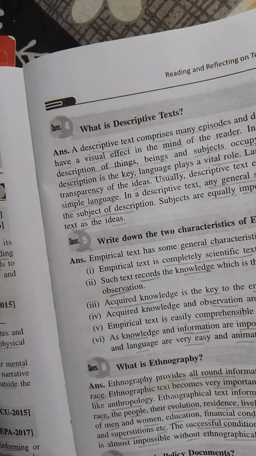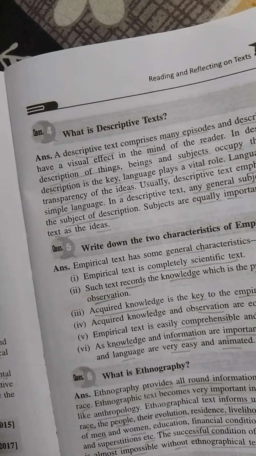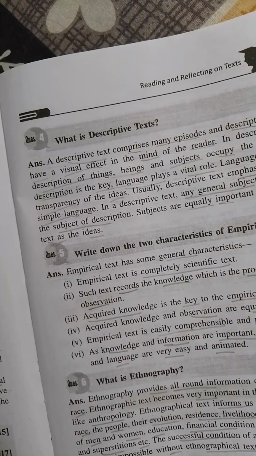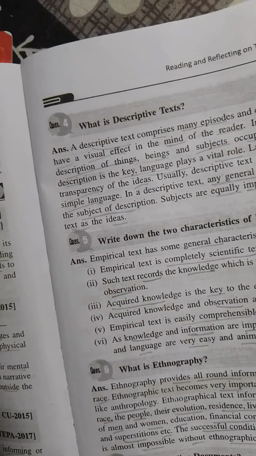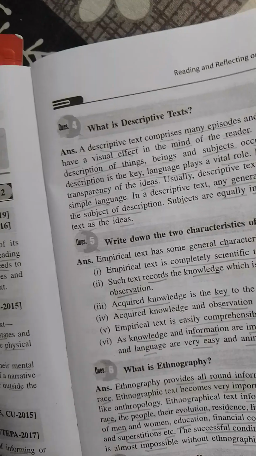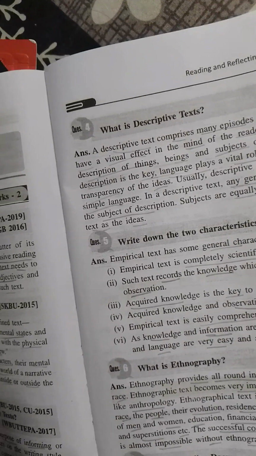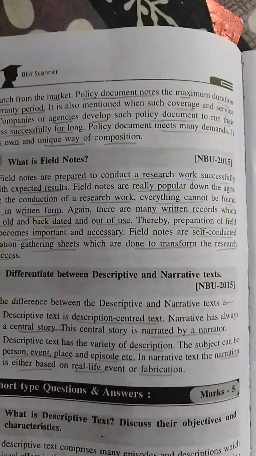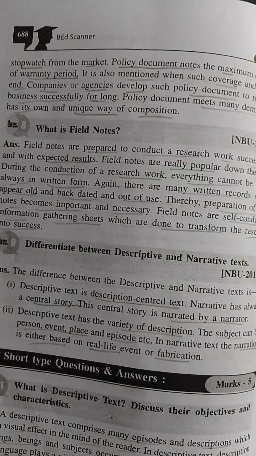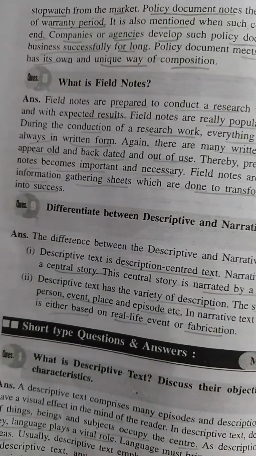Policy document is a type of text which is designed to conduct administrative activities correctly in a controlled way. Company and agency usually develop such policy document. Suppose you buy a stopwatch from the market. Policy document notes the maximum duration of warranty period. It is also mentioned when such coverage and service end.